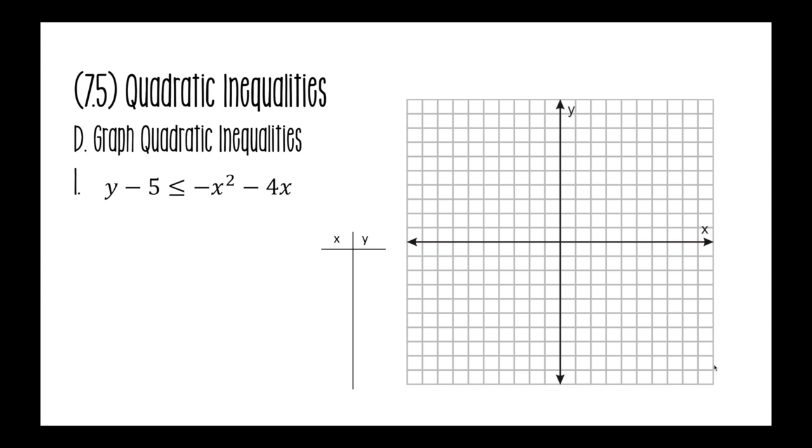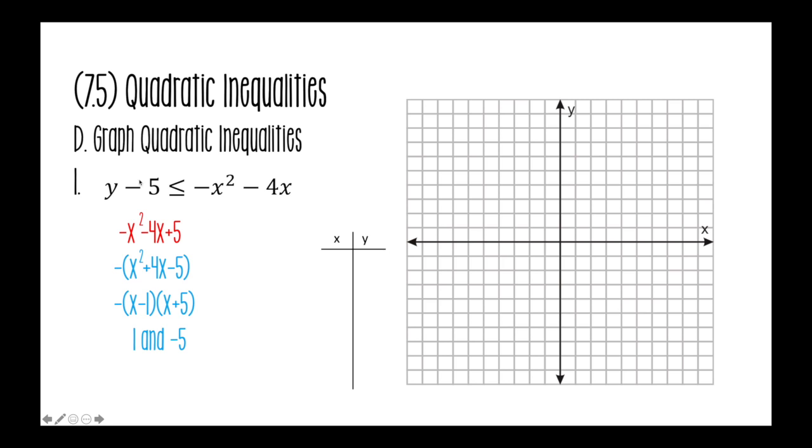So now we will focus on graphing quadratic inequalities. When we do that, the process is very similar to what we did with section 7.4 with just graphing quadratic equations. So first we'll start by finding our zeros. Our zeros can be found by factoring.